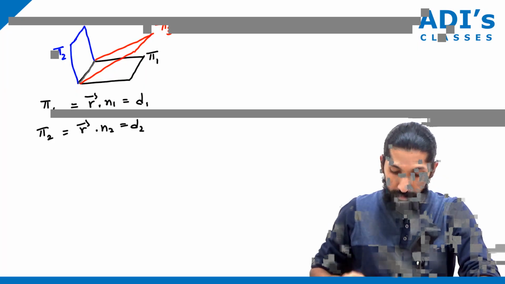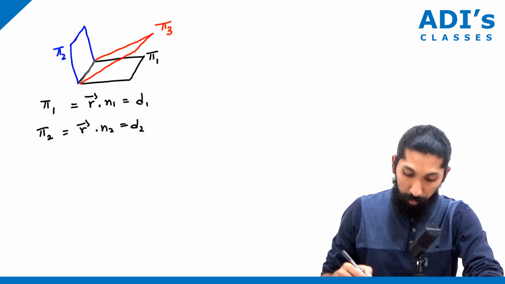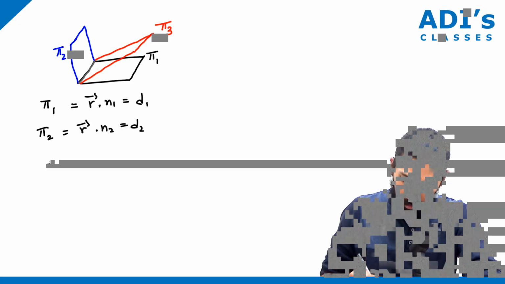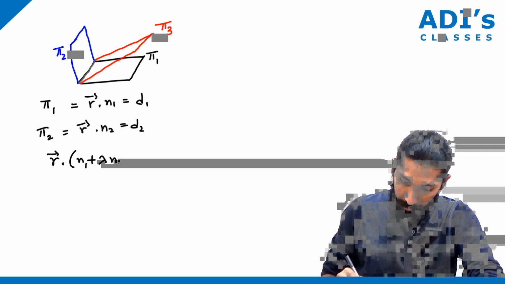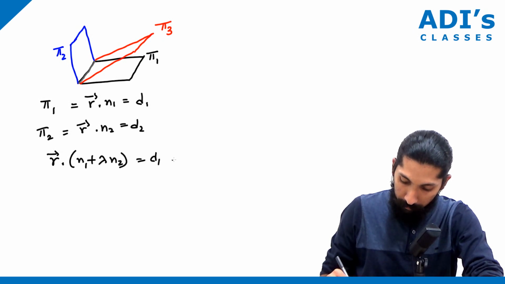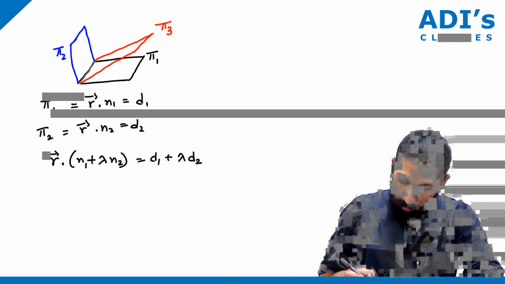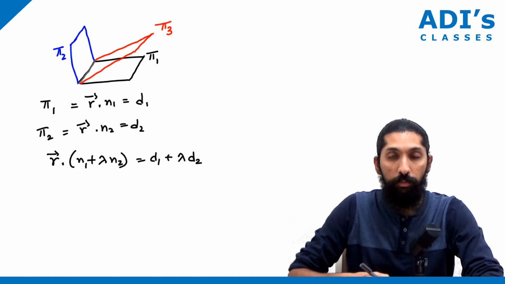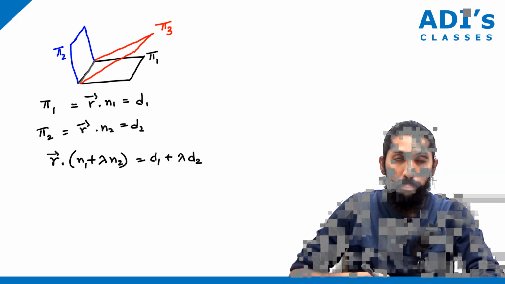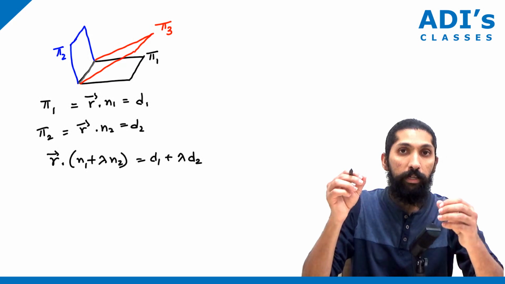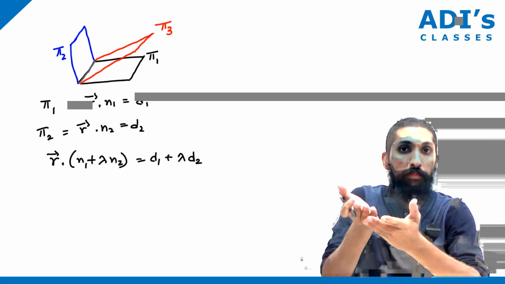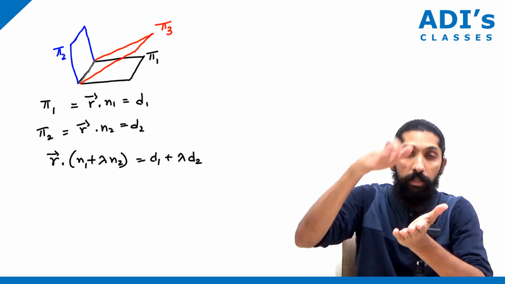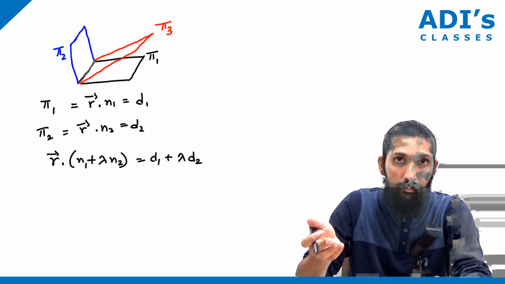So, what we can write is r dot (n1 plus lambda n2) is equal to d1 plus lambda d2. Now, why are we doing this? What is the reason behind this? Very simple. The reason why we are adding this is that any plane parallel to the plane can also give the same result, correct?